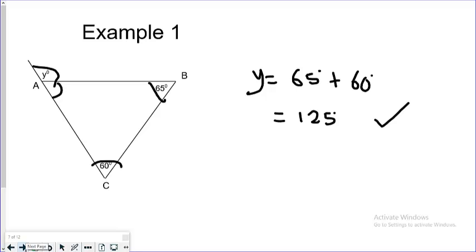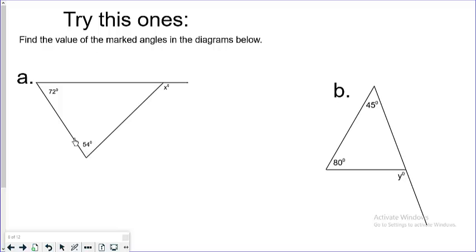Now try this one for me to see. You are finding the value of angle x and angle y. Do it, enter your result for feedback.